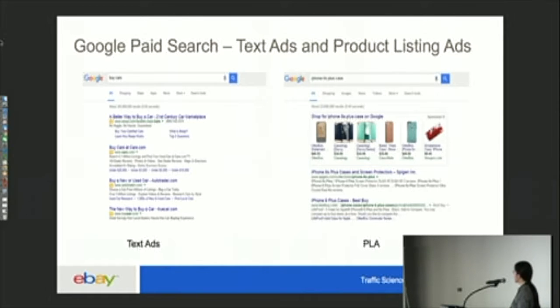So if you search for something on Google, for example, an iPhone, you will see these two types of ads, the text ads and the product listing ads. For the text ads, they look like ordinary search results, but with a small ad label on it. And for the product listing ads, they are for specific products, and they have the product pictures and product price on the ads. So as you may already notice, there are a lot of advertisers who want to put their ads on Google, but Google has a very limited amount of ad positions.